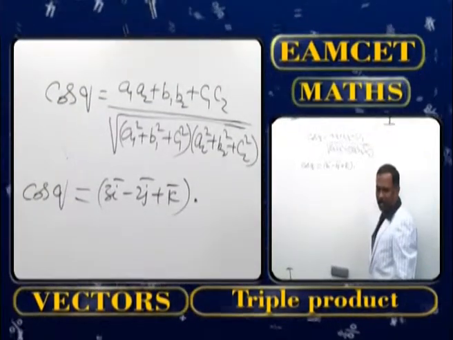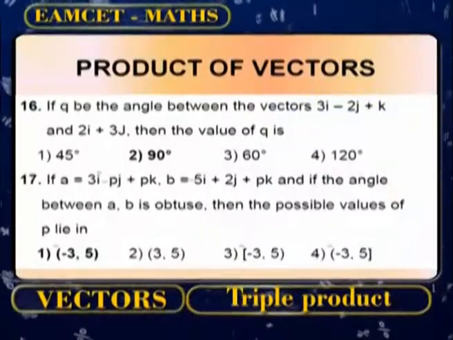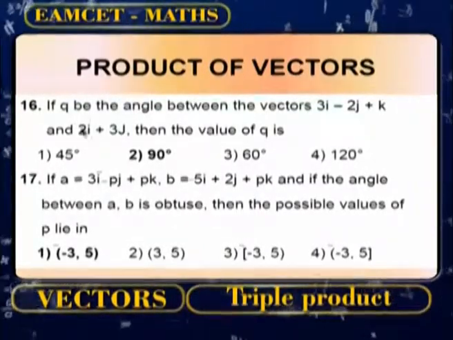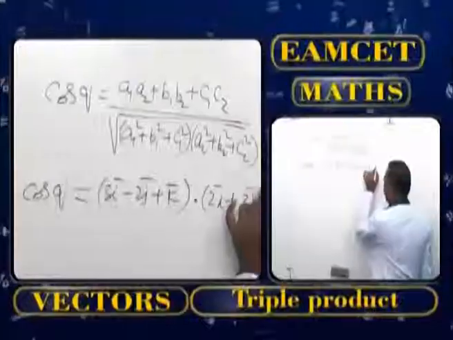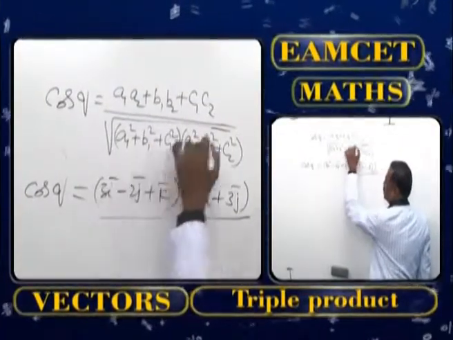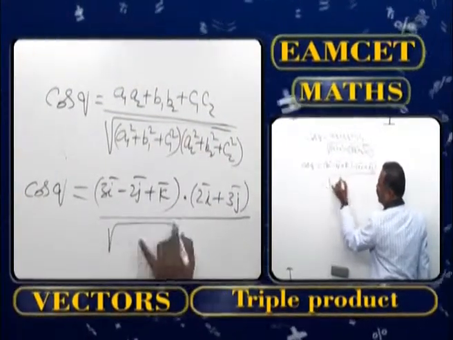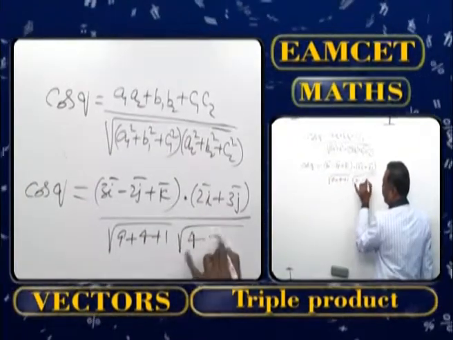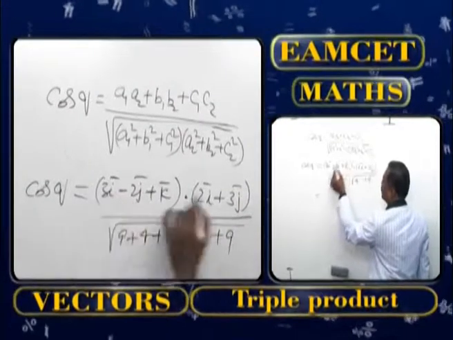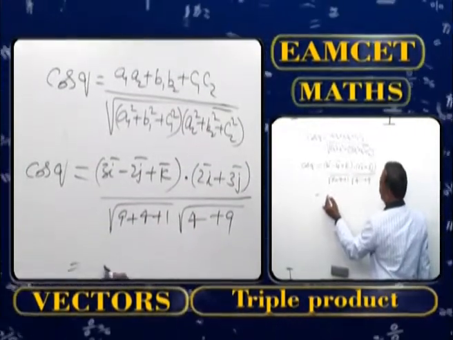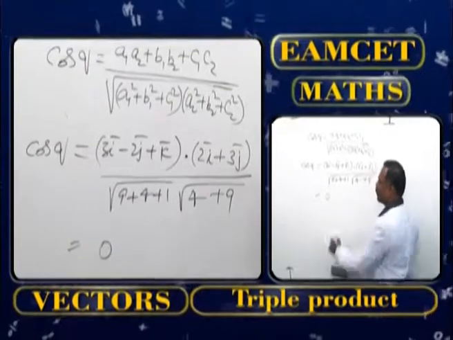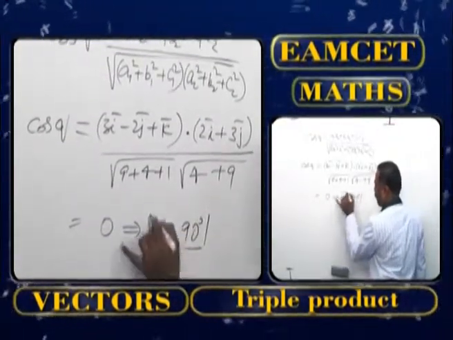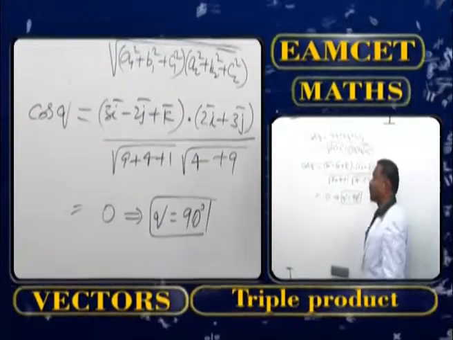16th problem. The vectors are 3i minus 2j plus k dot 2i plus 3j, divided by its modulus. Its modulus is 9 plus 4 plus 1, and 4 plus 9. The dot product is 6 minus 6, which is 0. When you get 0, Q is 90 degrees. So these two vectors are perpendicular to each other.